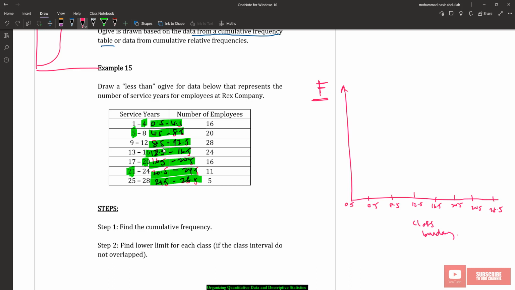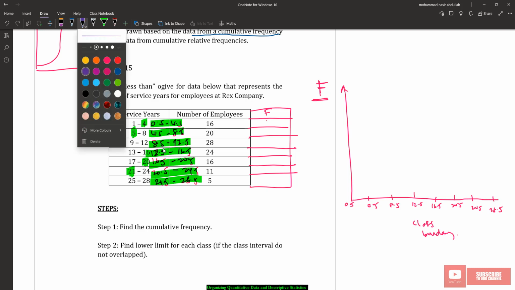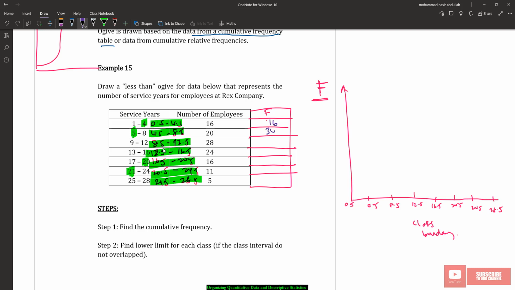And we have a cumulative frequency. So we need to create a new column, which is what we call a cumulative frequency, capital F. So this one should be 16, 36, 36 plus 28 should be equal to 64 plus 24, 88 plus 16, 104 plus 11, 115 and 120. Right. So let's say we make it 10.